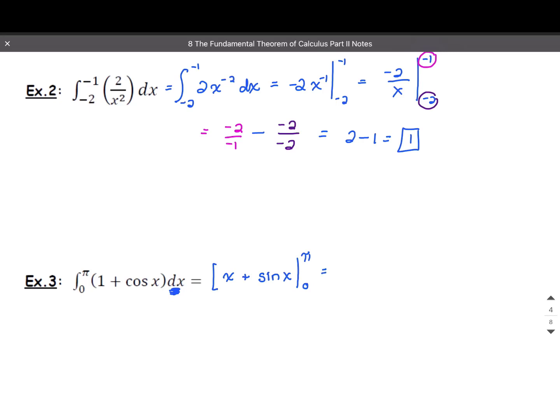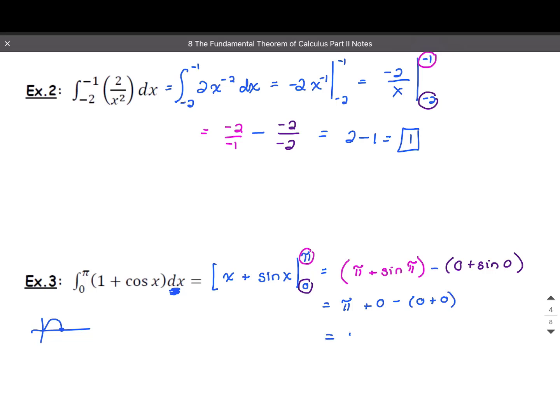And we're going to evaluate this from 0 to pi. So the first thing we do is we plug in the top limit, pi plus sine pi, minus, now we're going to substitute in the lower limit, 0 plus sine 0. So let's see, that gives us pi plus, now remember, your sine of pi is 0, minus 0 plus sine of 0 is also 0. So all we're going to get here is pi. The value of the integral is pi. All done.